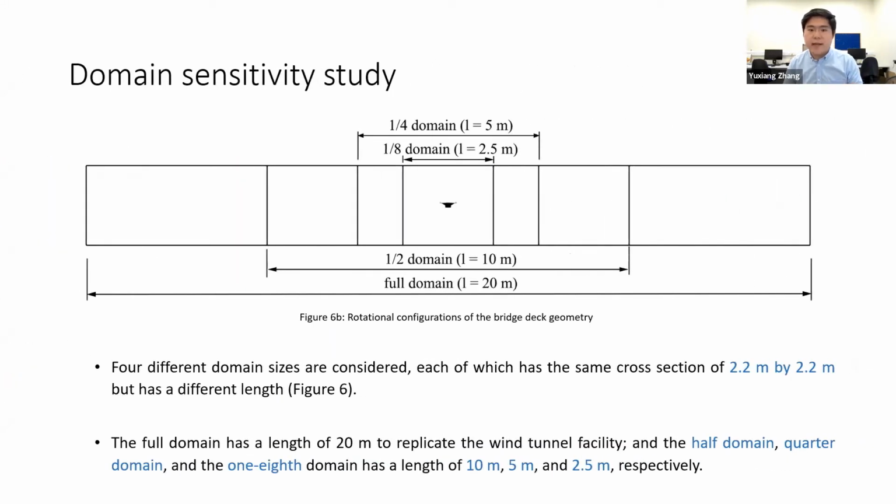To determine the effect of domain size on the numerical results, a domain sensitivity study is conducted. 4 different domain sizes are considered, each of which has the same cross-section but a different length. The full domain has a length of 20 meters to replicate the wind tunnel testing chamber, and the half domain, quarter domain, and 1/8 domain have lengths of 10 meters, 5 meters, and 2.5 meters respectively.